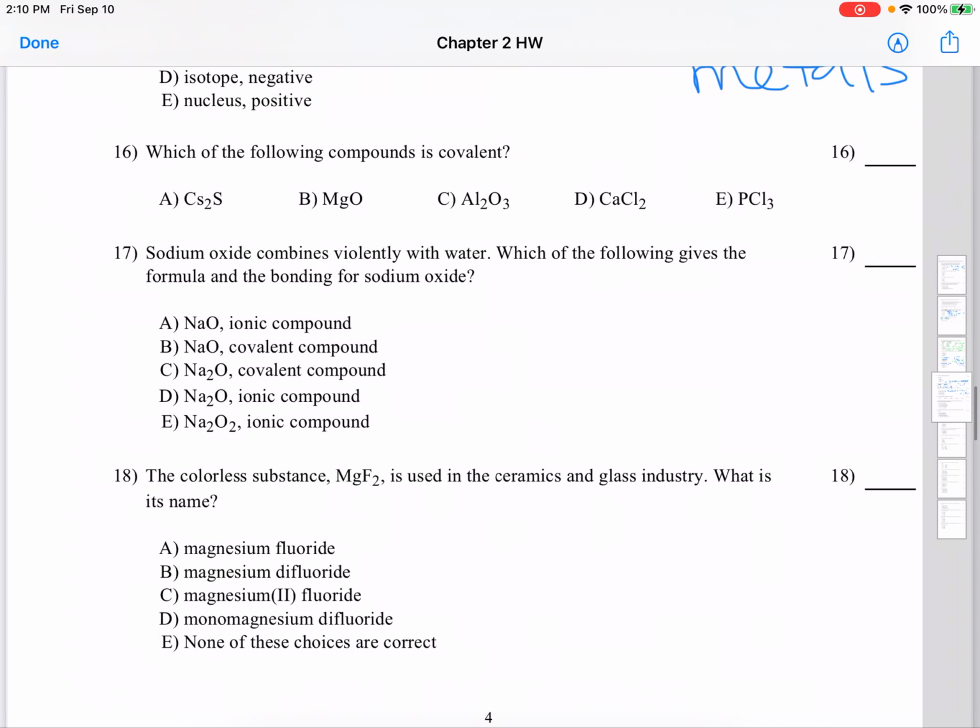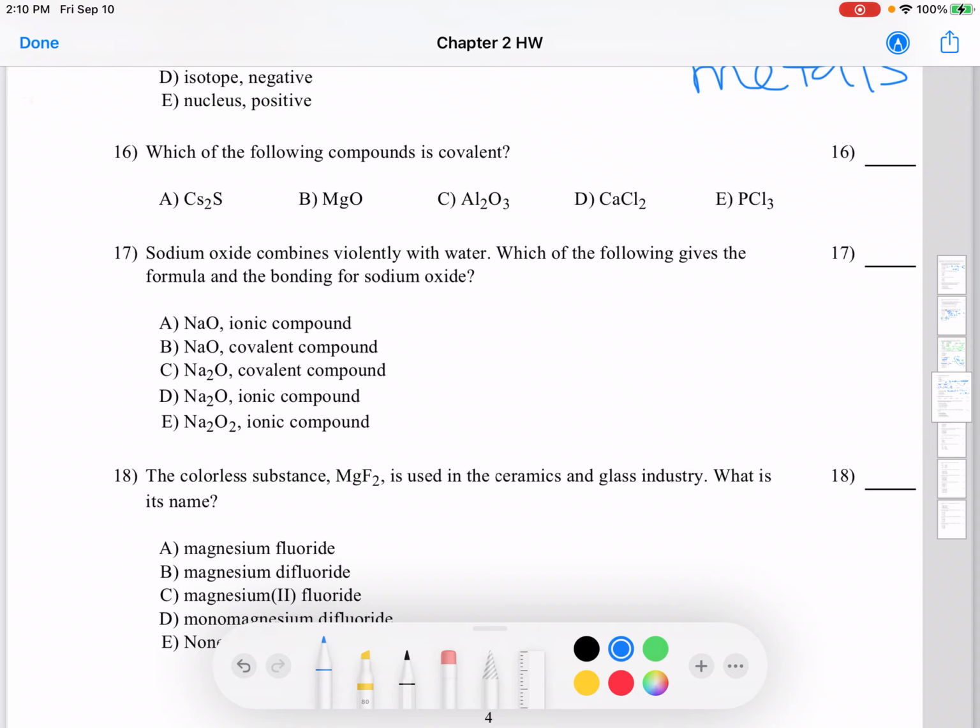Again, number 16 is asking which one is covalent. You have to see what the two elements involved are, whether they are metals or non-metals. If the compound is formed between a metal and a non-metal, it is ionic. Between two non-metals, it is going to be covalent. So cesium sulfide. Cesium is a metal, you find it in the first group. Sulfur is a non-metal. So that is an ionic compound, and the name is just cesium sulfide, since we don't use prefixes for ionic compounds.